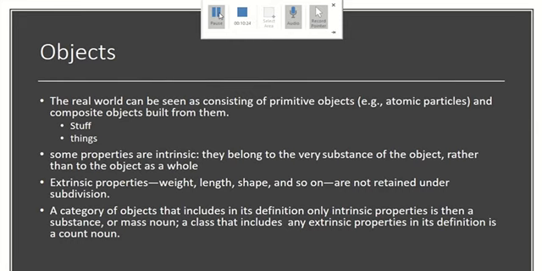The next point: a category of objects that includes in its definition only intrinsic properties is a substance or mass noun. A class that includes any extrinsic property in its definition is a count noun. Extrinsic properties basically deal with numbers, like weight, length, shape. They deal with numeric values. So those are the extrinsic properties.